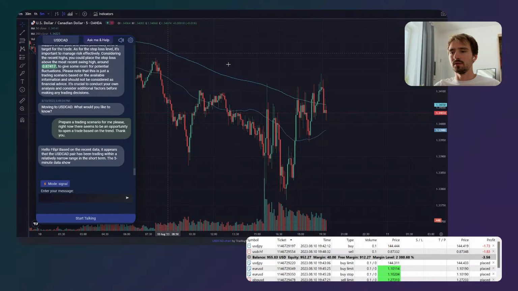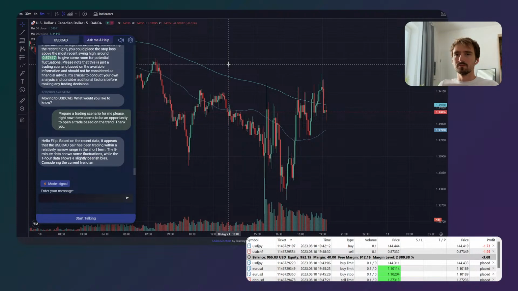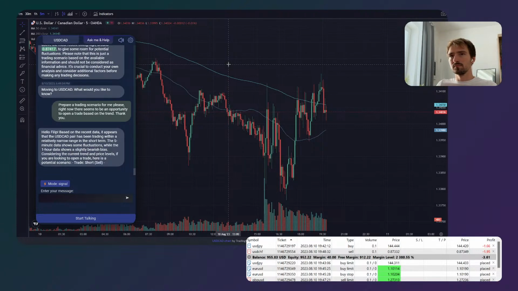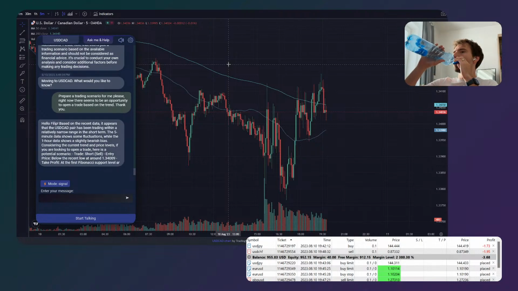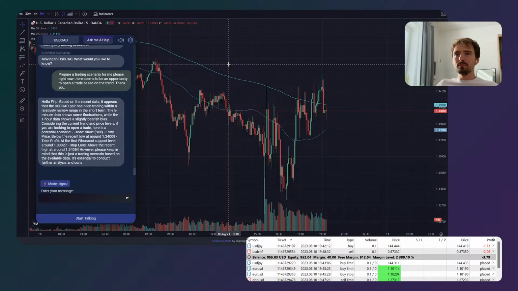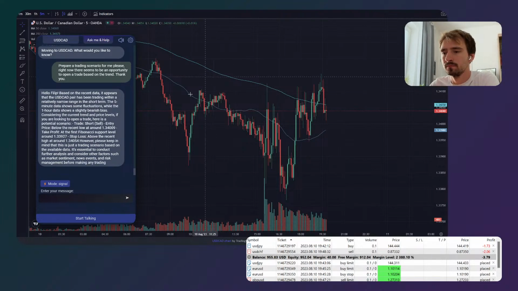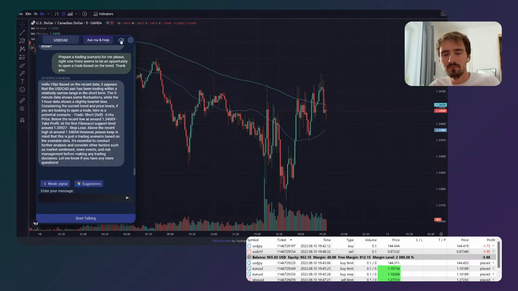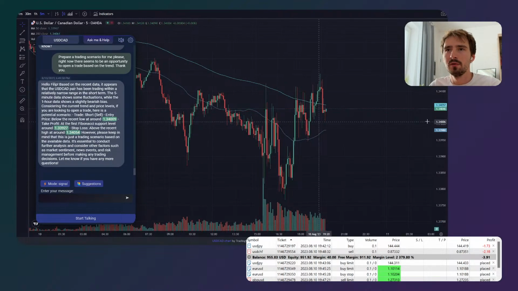Based on the recent data, it appears that the USD-CAD pair has been trading within a relatively narrow range in the short term. The 5-minute data shows some fluctuations, while the 1-hour data shows a slightly bearish bias. Considering the current trend and price levels, if you are looking to open a short position, consider an entry price below the recent low of 409, so that'll be around here.